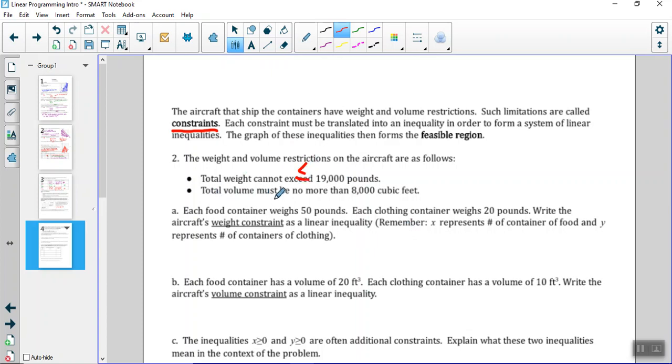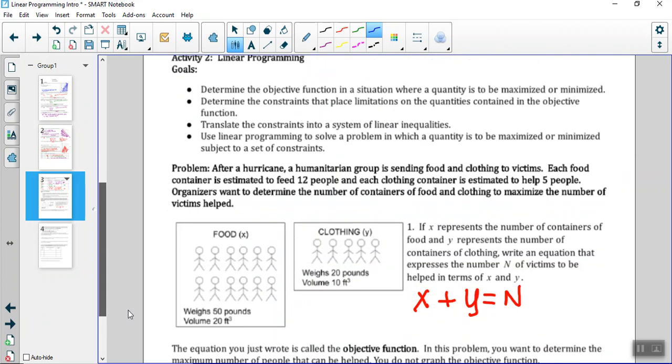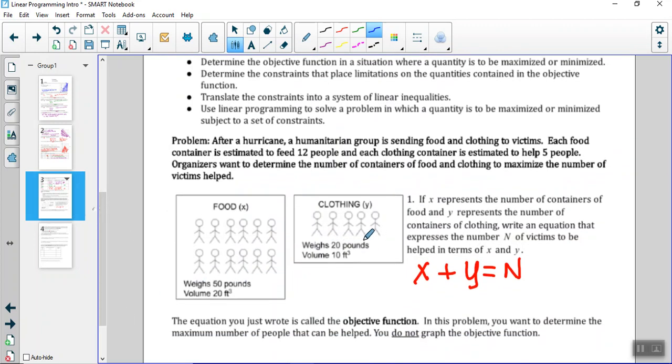The total volume must be no more than 8,000 cubic feet. So no more than means it could be 8,000 or less. So it's another way to say less than or equal to. All right. Each food container weighs 50 pounds. Each clothing container weighs 20 pounds. That information was on the containers when we looked at them. 50 pounds, 20 pounds.